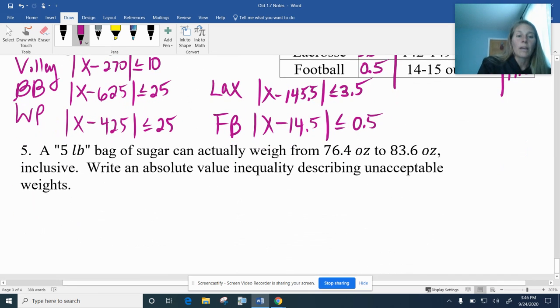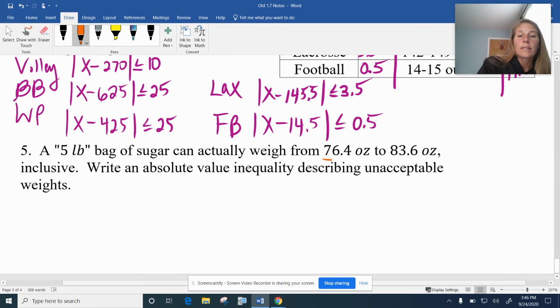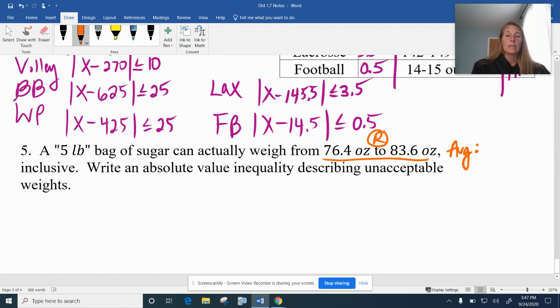Okay, and then the last one, a 5-pound bag of sugar can actually weigh from 76.4 to 83.6 ounces. Right? An absolute value inequality describing unacceptable weights. Okay, so we know that our range, this here is our range, right? So what's the average here? We average these two out. So because they're decimals, it might be easier to just put them in your calculator. 76.4 plus 83.6 divided by 2, and we get 80 ounces.